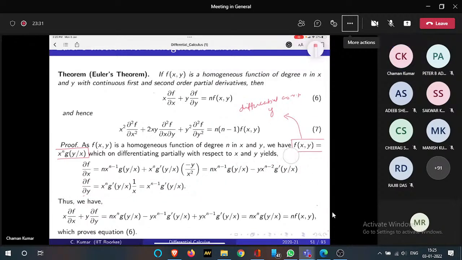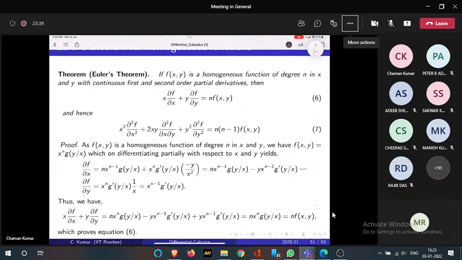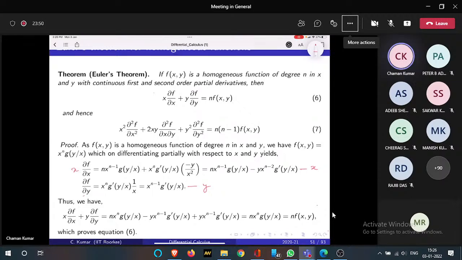Now simply get these two equations. You simply multiply this first equation by x and the second equation by y. So on the left hand side, you multiply by x, so the left hand side is x times the partial derivative with respect to x, and in the second equation, this is y times the partial derivative with respect to y, and then you add them together. So when you add them together, you get this quantity on the left hand side.